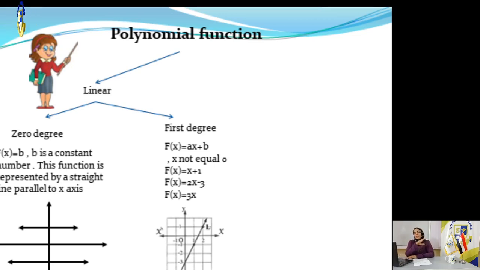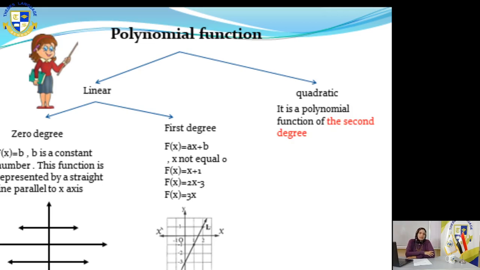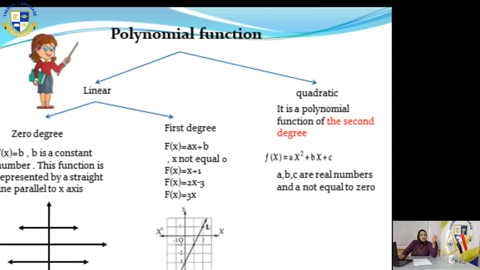Then we will move to the second type of the polynomial function, the quadratic polynomial function. It's a polynomial function of the second degree. It can be written as ax power 2 plus bx plus c. A, b, and c are real numbers and a is not equal to 0, and it is represented graphically by a curve, as we see.